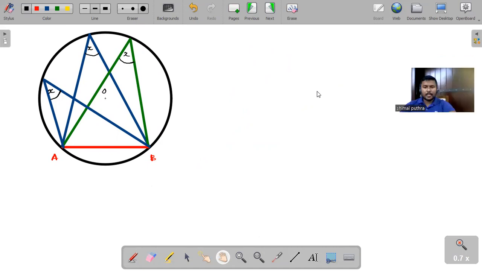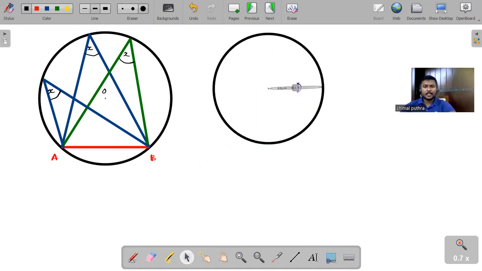I will give you an example. There is a circle. This is a chord. An angle has been created by using this chord. This chord is called AB. So I created the angle by using AB in the circumference.